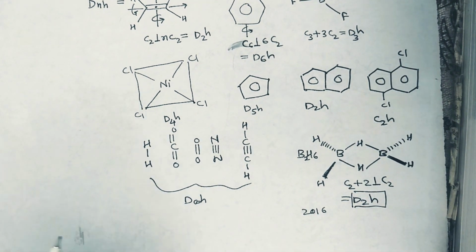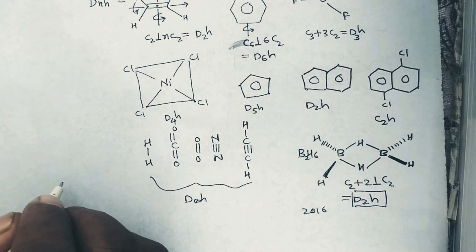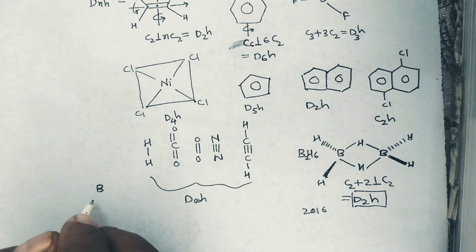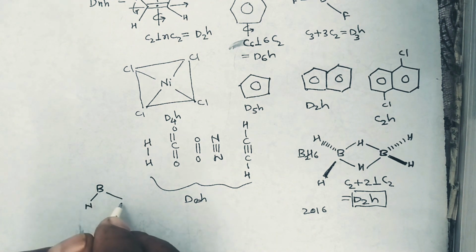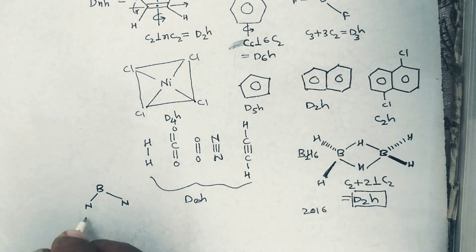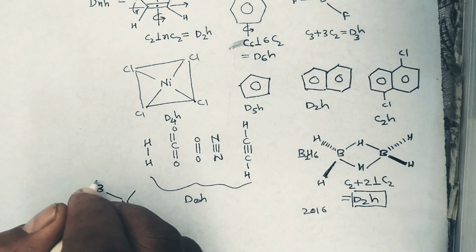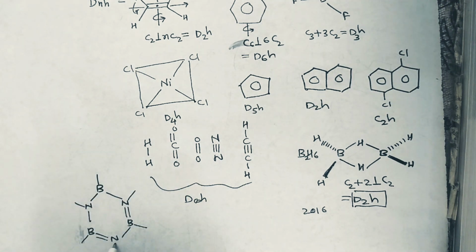In case of borazine, B3N3, initially the structure looks like benzene, therefore this molecule is also known as inorganic benzene. Now this contains a C3 axis, therefore the point group is D3 plus 1 horizontal plane, D3h.